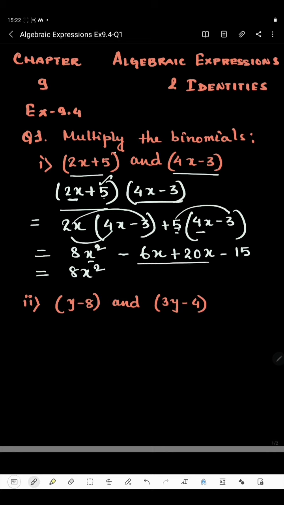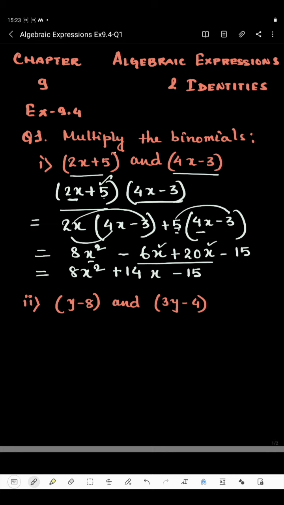Now these two are like terms, because in both the terms x is present. Plus and minus, 20 minus 6 is 14. Since 20 is greater than 6 and the sign of 20 is plus, we put a plus sign here. So it will be plus 14x, and minus 15 will remain the same. The answer of the first part is 8x square plus 14x minus 15.